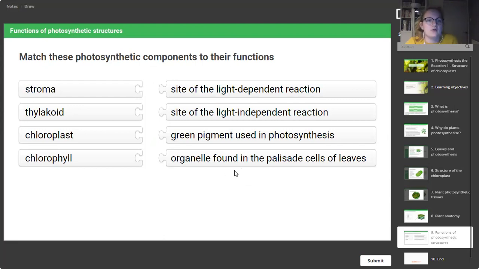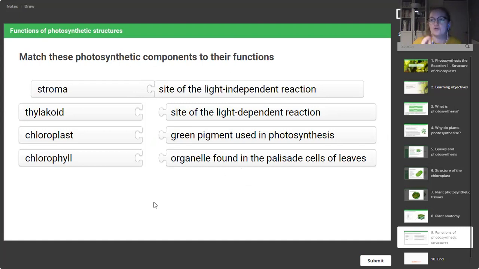Stroma. The stroma is the site of the light-independent reaction. So the stroma is that amorphous jelly-like substance. It has enzymes in it, and the second part of photosynthesis takes place in it, and that's the light-independent reaction part, sometimes called the dark cycle because there's no light involved.